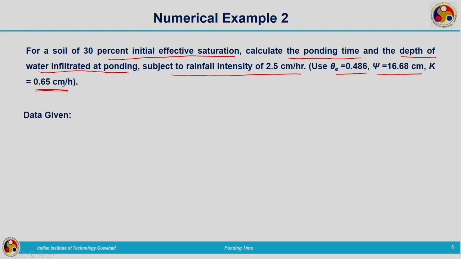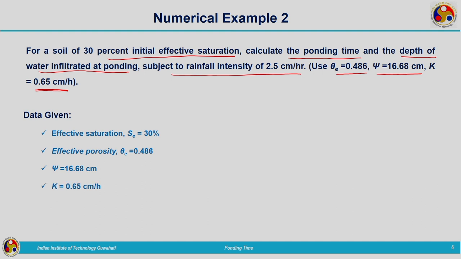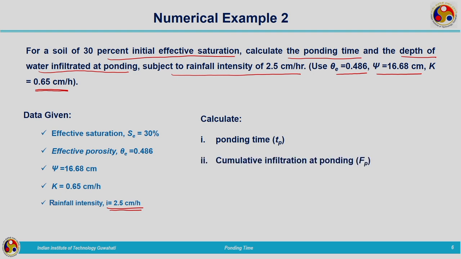So, the data which are given to us are effective saturation SE, effective porosity theta E, psi 16.68 centimeters, K is equal to 0.65 centimeters per hour. Rainfall intensity is also given to us, that is I is equal to 2.5 centimeters per hour. We need to calculate the ponding time TP and the cumulative infiltration at ponding. Ponding time TP and the depth of water infiltrated at ponding. Depth of water infiltrated at ponding is representing the cumulative infiltration corresponding to that particular time.